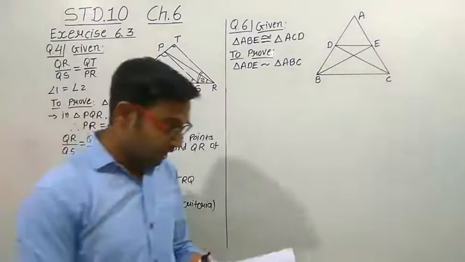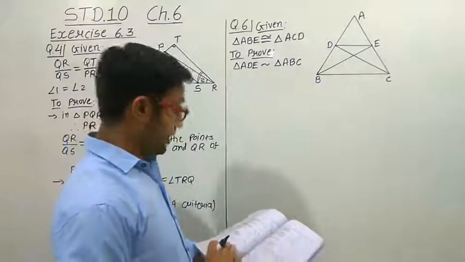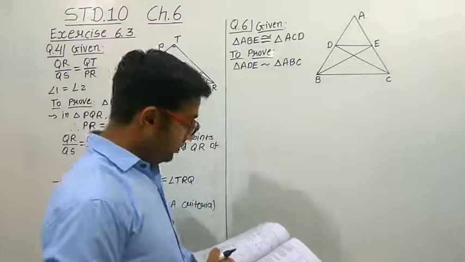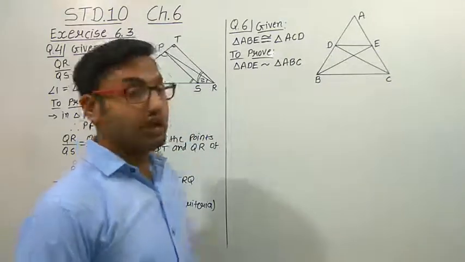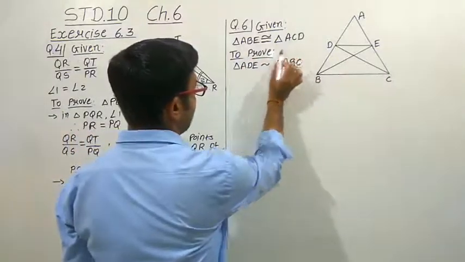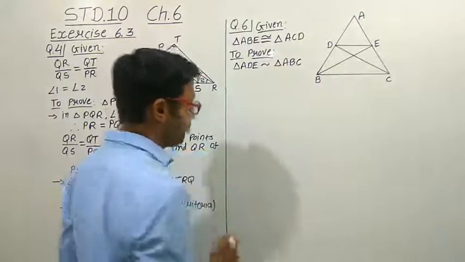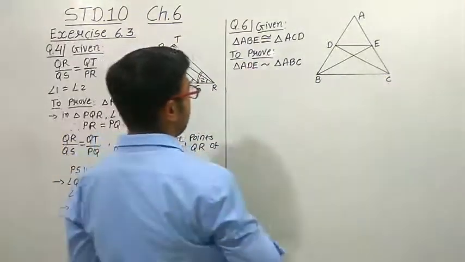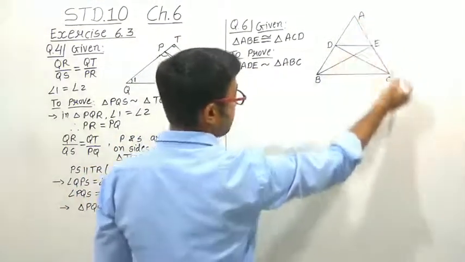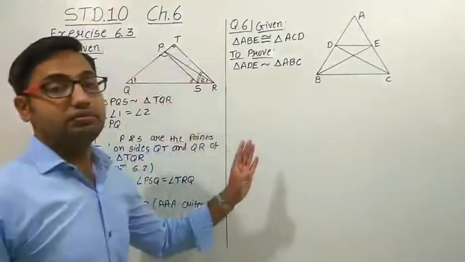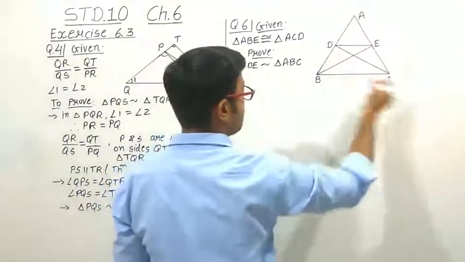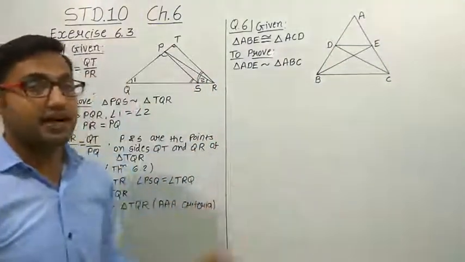Here we have given a diagram: if triangle ABE is congruent to triangle ACD, then triangle ADE is similar to triangle ABC. So we are given that ABE is congruent to ACD, and we have to prove that these two triangles are similar. The congruent triangles given are ABE, this triangle, and ACD. These two triangles are given congruent. ADE, this smaller triangle, and ABC, this bigger triangle. We have to prove that both the triangles are similar.